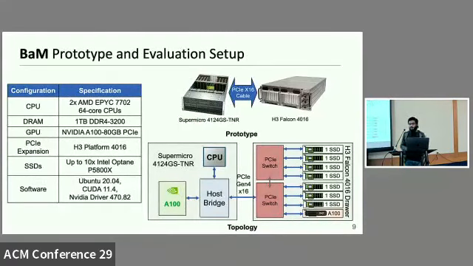To see if BaM can provide such high I/O level parallelism, we prototype BaM using real hardware by attaching a PCI expansion chassis to the host system whose specifications are shown on the slides. The PCI expansion chassis features high-end PCI switches, which enable us to scale the number of PCI devices in the system and provide high-throughput peer-to-peer access between the devices. We populate the PCI expansion chassis with an NVIDIA A100 GPU and up to 10 Intel Optane SSDs.